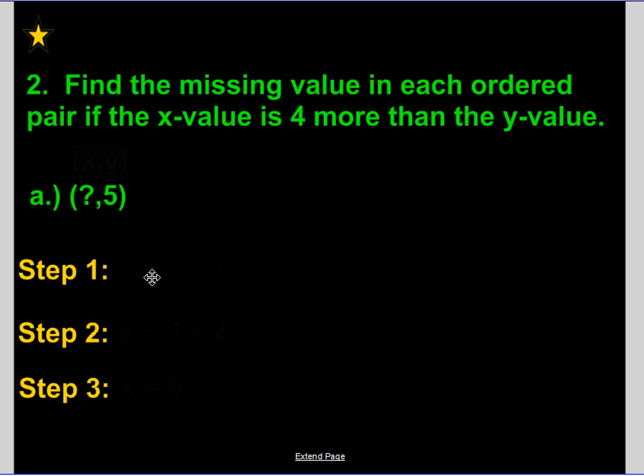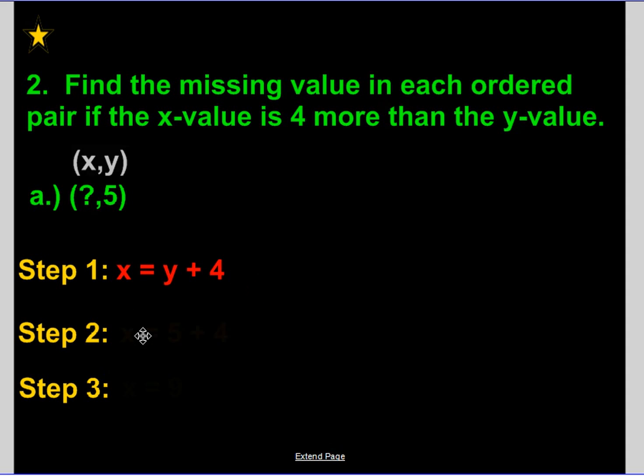For number 2a, again, we're trying to find the missing value in the ordered pair. And again, x is our first value, which is the unknown. Y we know to be 5. And it says here that the x value is 4 more than the y value. So we could show that as x equals y plus 4. You could also show it as y plus 4 equals x. Either way, it should work out the same.